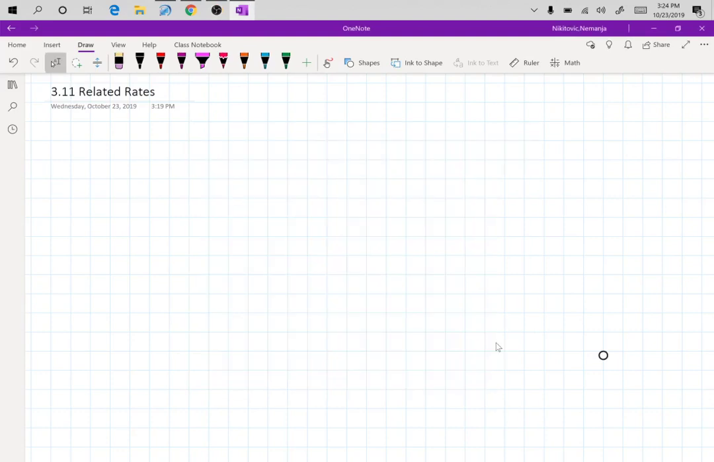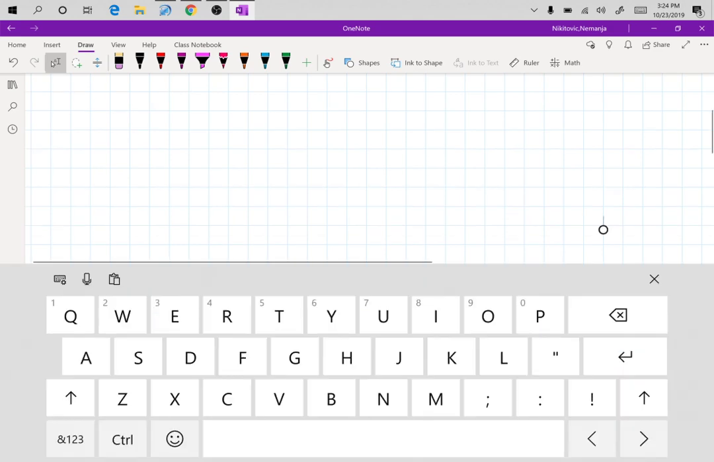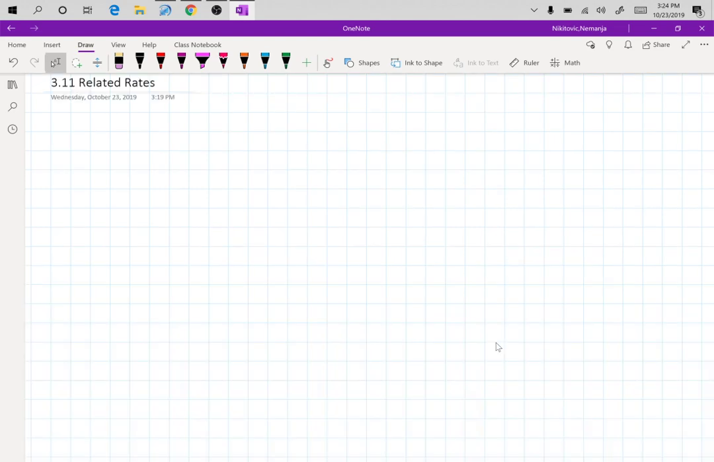Hello and welcome back to Calculus 1, section 3.11, on related rates. So the goal is to learn to solve a particular type of application problems, what you would call word problems, where we get to measure some quantities and calculate others, so we can understand the nature around us.